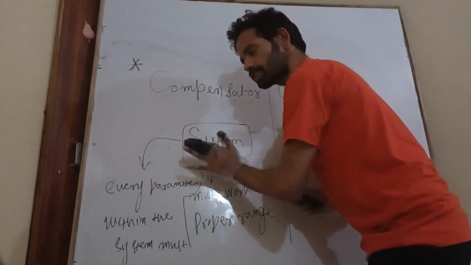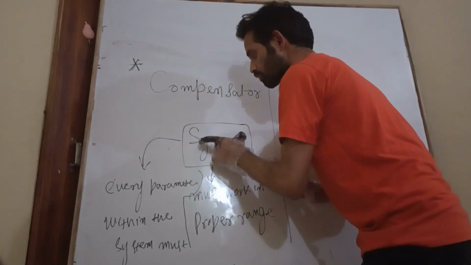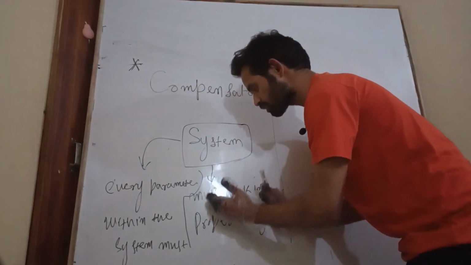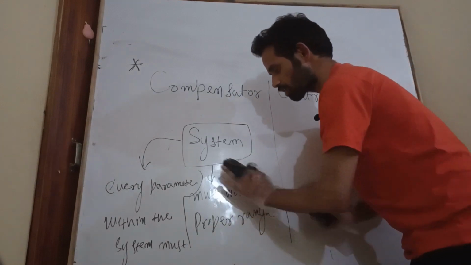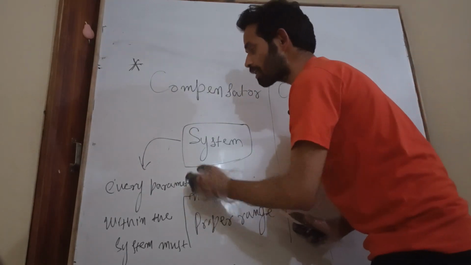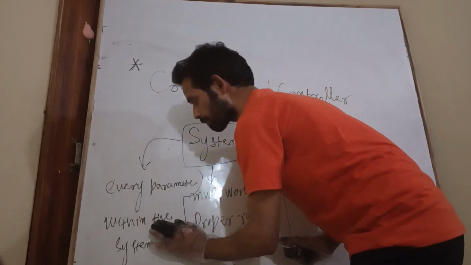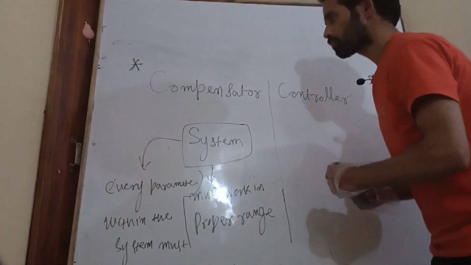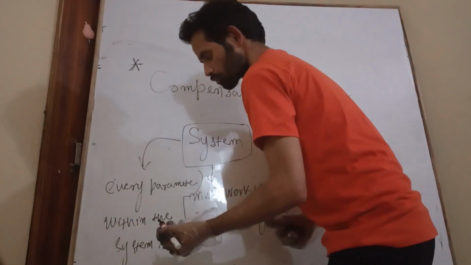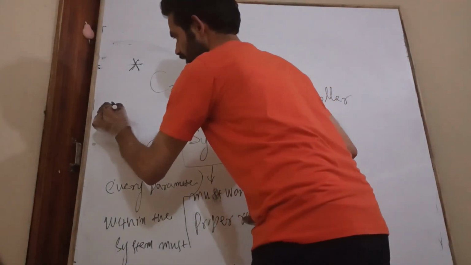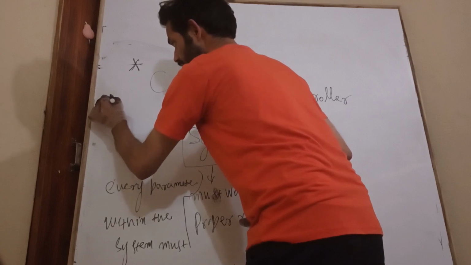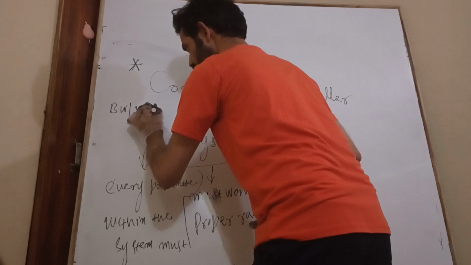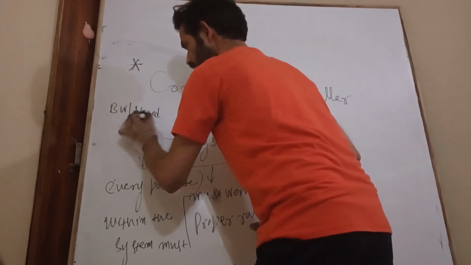There is a system, and that system must work properly, within the proper range. For that, whatever parameters are within the system must work properly. What are those parameters? Those parameters are nothing but things like bandwidth and speed of the system.